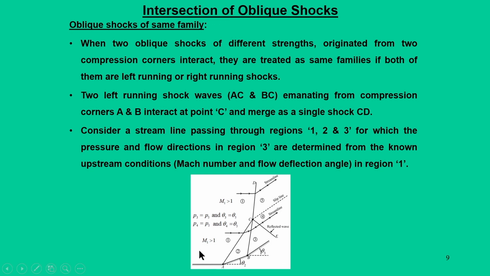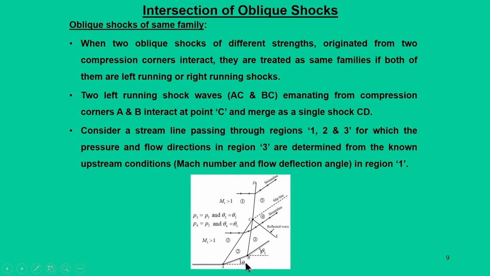In this situation, when the supersonic flow passes over it, it sees two compression corners. For the inflow Mach number M1, we will have a region 1, and from this region 1 an oblique shock will be formed. So, this oblique shock AC will be formed. Once AC is formed, the streamline gets deflected by an angle theta 2. Now, again it sees another compression corner at point B, so the streamline is further deflected by an angle theta 3.